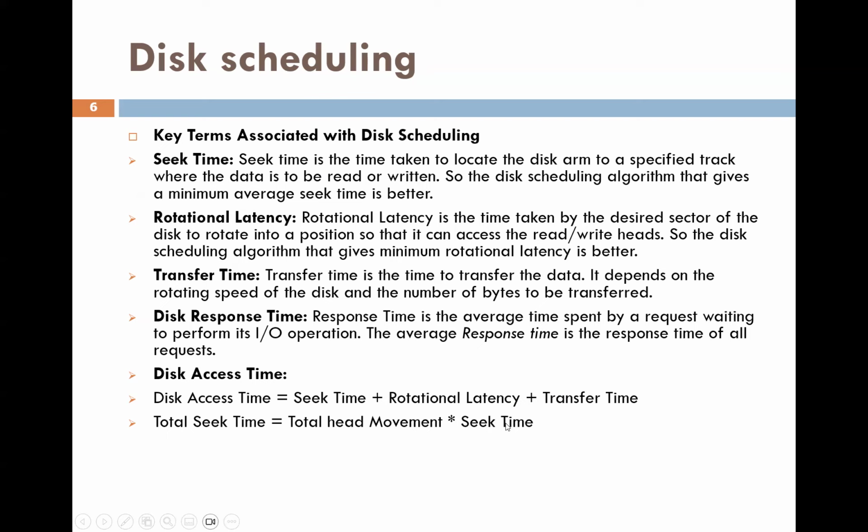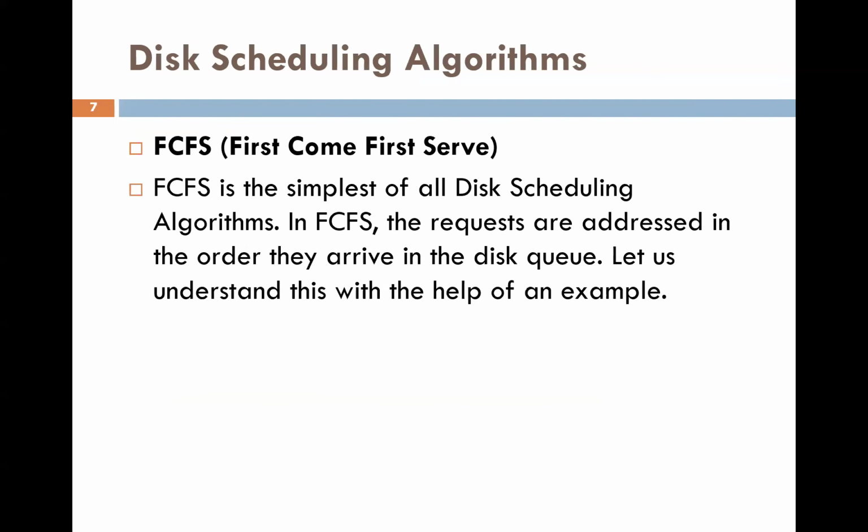So these are some key terms associated with disk scheduling. Now we continue with our scheduling algorithms. The first algorithm is FCFS, the first come first serve disk scheduling algorithm. As the name suggests, it is the simplest of all the disk scheduling algorithms. In FCFS, the requests are served in the order they arrive in the disk.